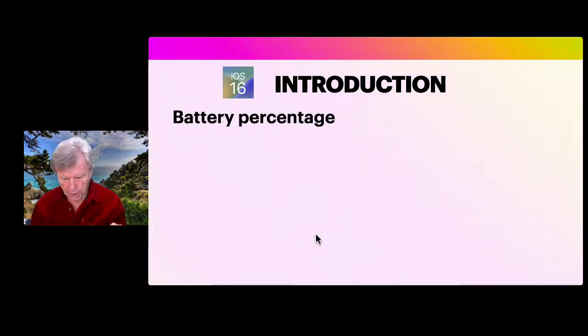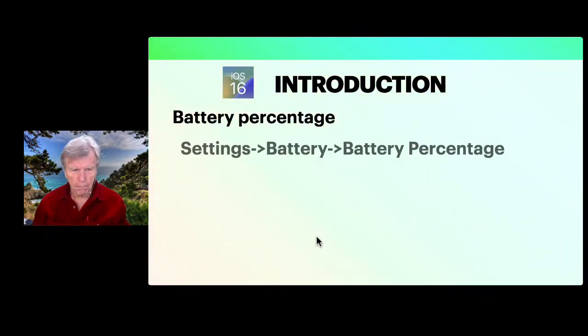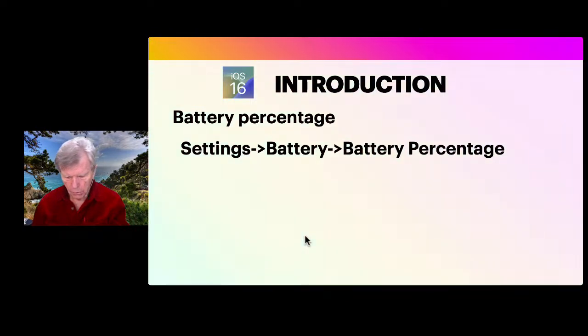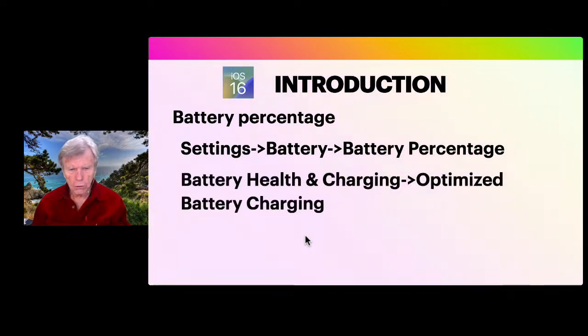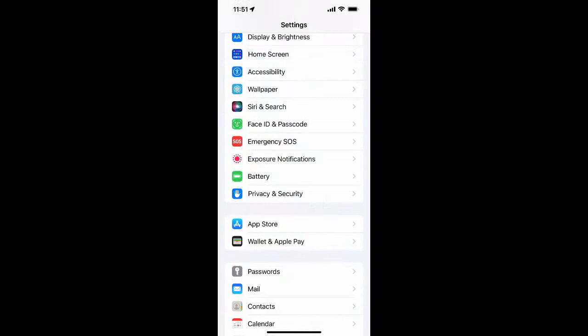So battery percentage. So this is something we had, and then Apple took it away, and now Apple has brought it back. So to check that, which is probably going to be off by default when you go to iOS 16, you go to Settings, Battery, and Battery Percentage. And then we're going to also talk about battery health and charging, setting it up for optimized battery charging. So back to our iPhone.